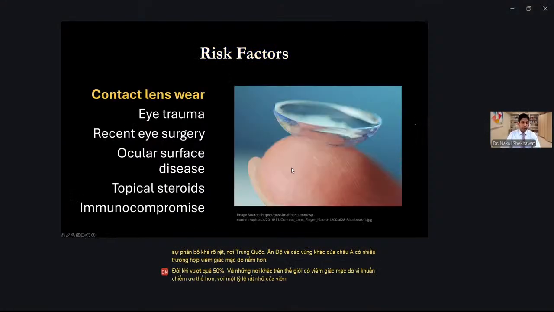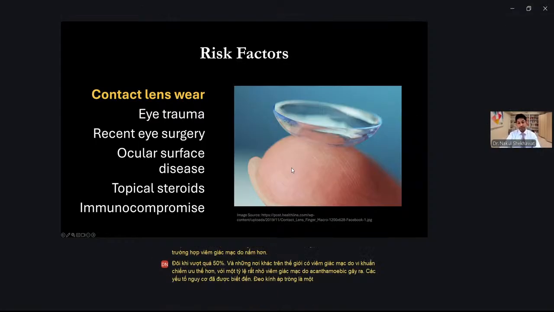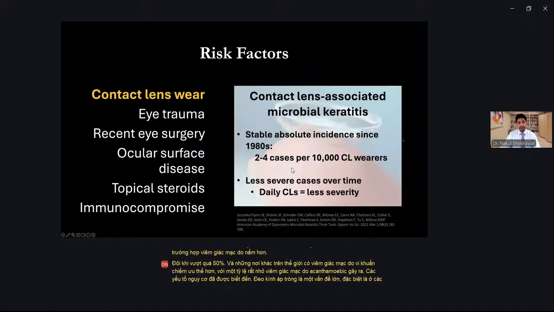The risk factors are well known. Contact lens wear is a big one, especially in developed countries, as well as increasingly in developing countries.